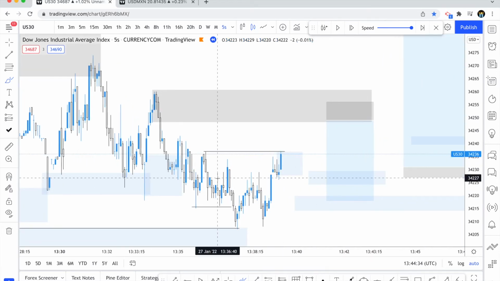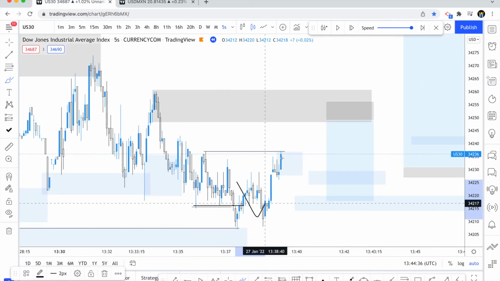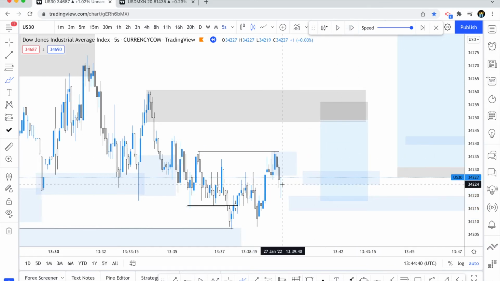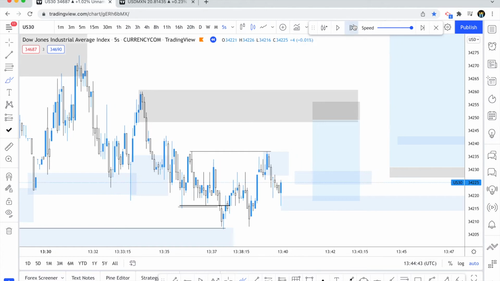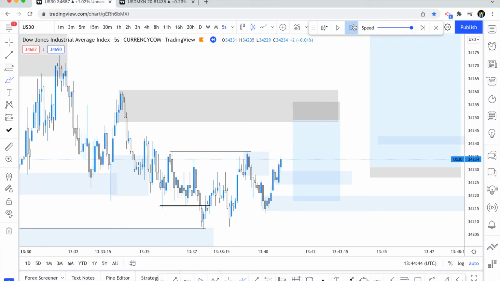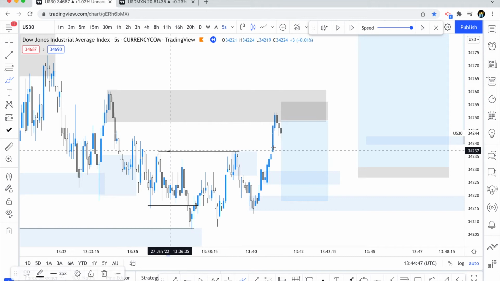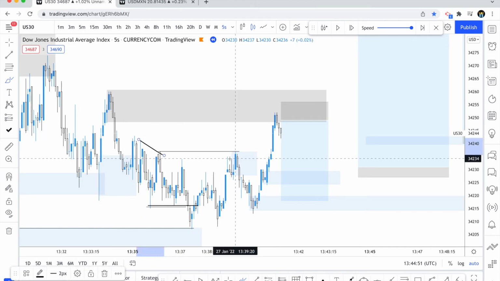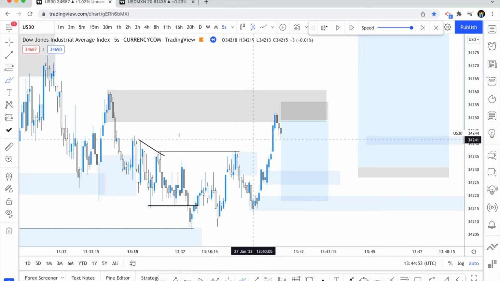Now here's where I was looking for the CHoCH. A break below, I was looking for the break above. Once this happened here, actually it didn't even happen yet. Hold on. There we go. Once this happened here, I understood that liquidity was taken out, right? The inducement and liquidity. There's trendline liquidity. There's double top liquidity here.